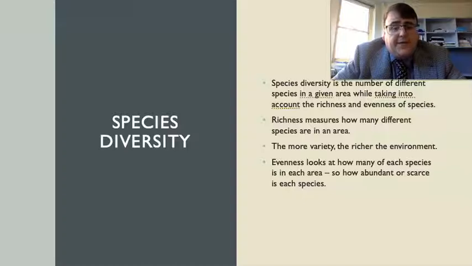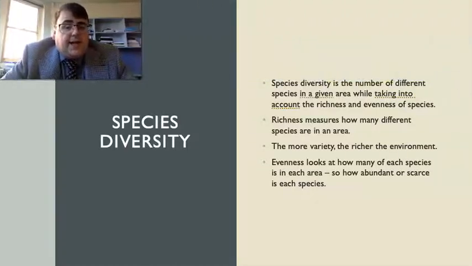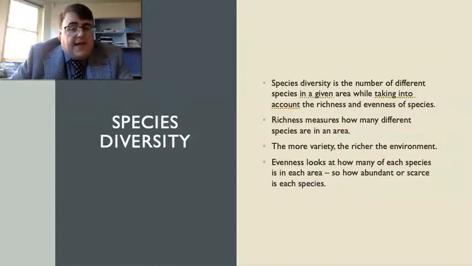Starting with species diversity. Species diversity is the number of different species in an area, taking into account the richness and evenness of species. And don't worry, we'll define those two words, richness and evenness. Richness is a measure of how many different species are in an area. Evenness looks at how many of each species is in that area.